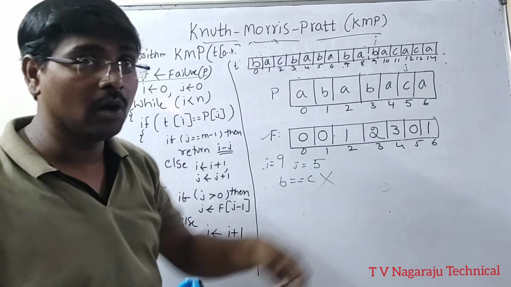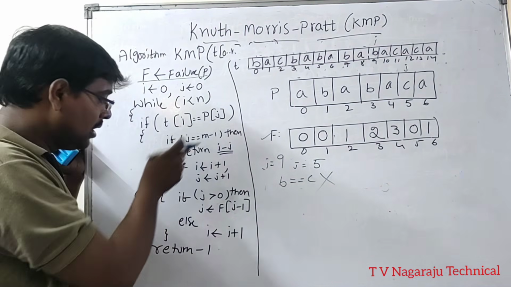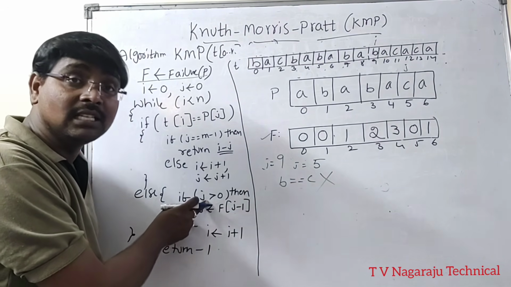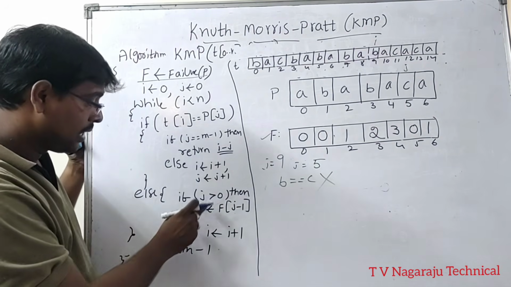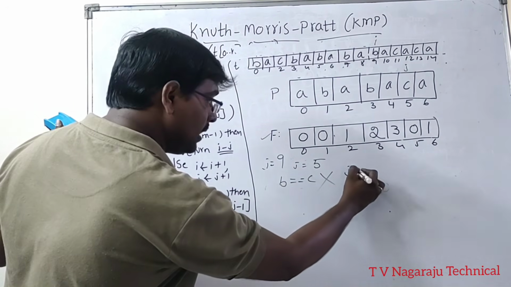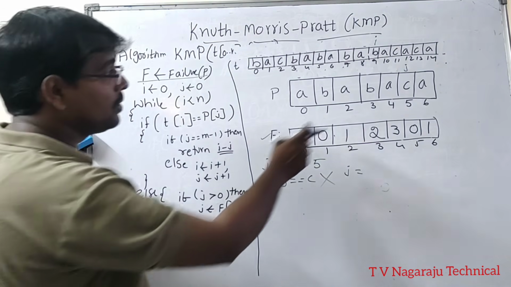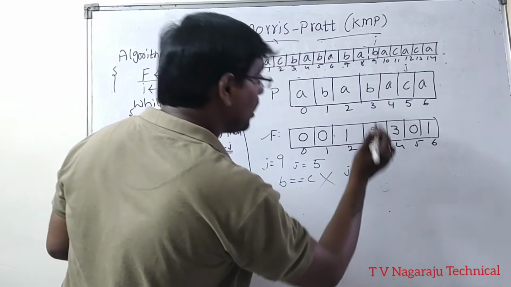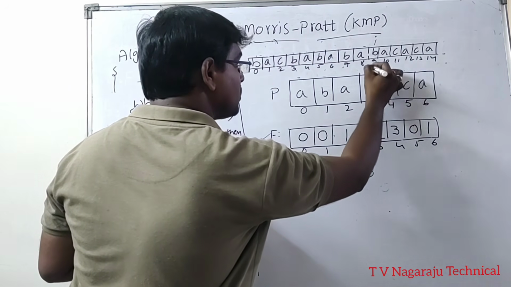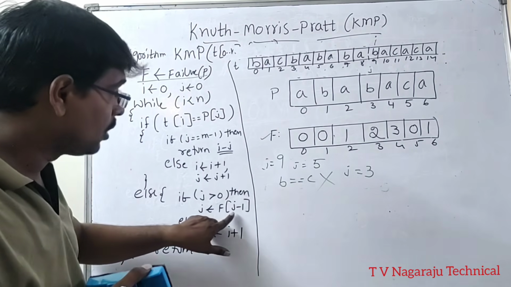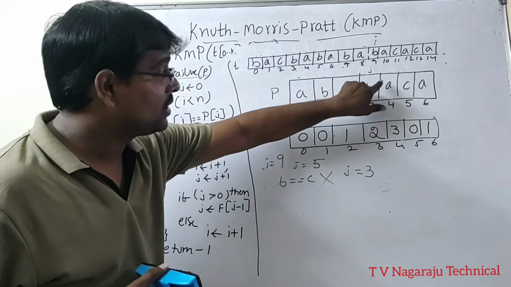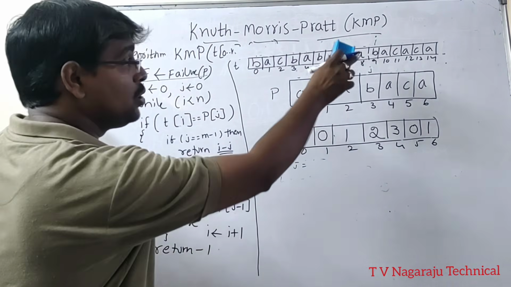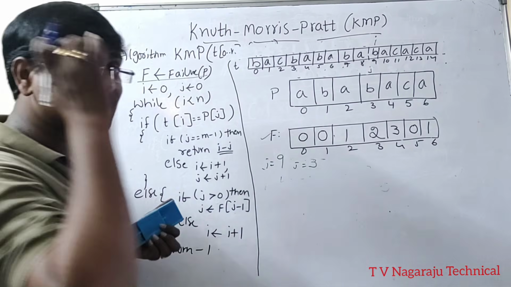B equal to C, the condition fails, move to else. In the else, check J greater than 0 or not. Yes, J value is greater than 0. Immediately J is equal to f of J minus 1; J value is 5, so f of 4. What is f of 4? 3. Now J points to this one. You got it? J points to f of J minus 1. Whenever only J is moved, I is not updated. Now what is the value of I? 9 only. J is 3.